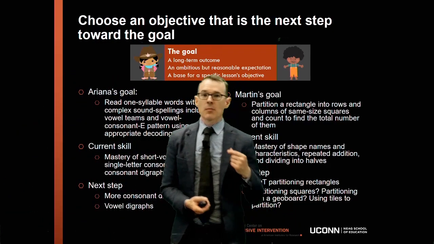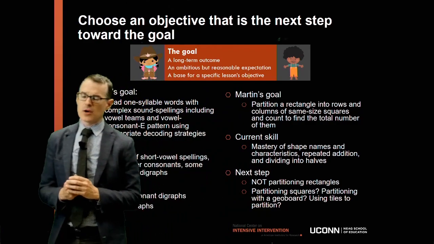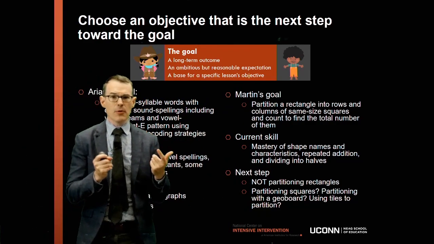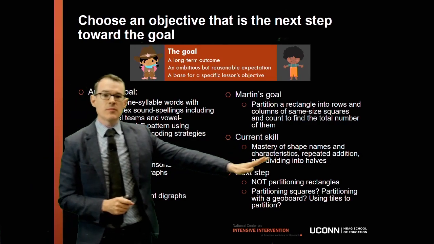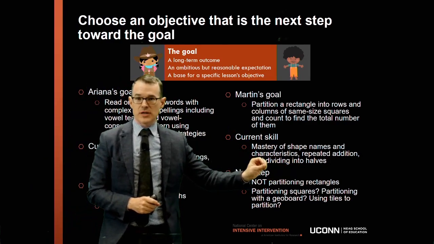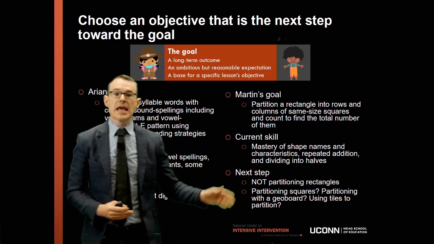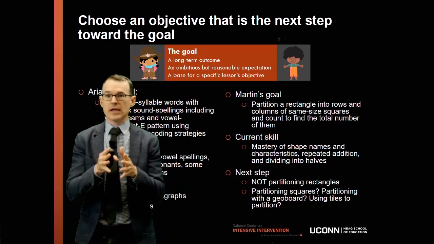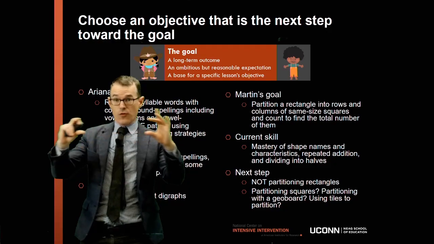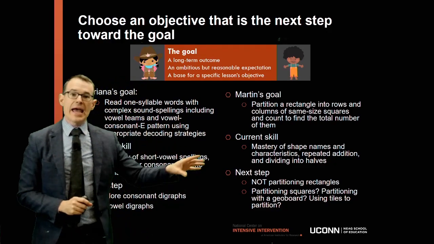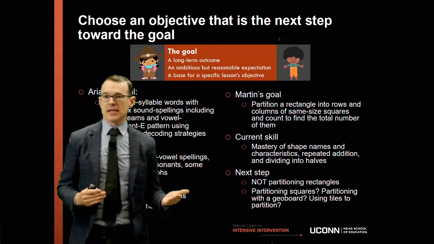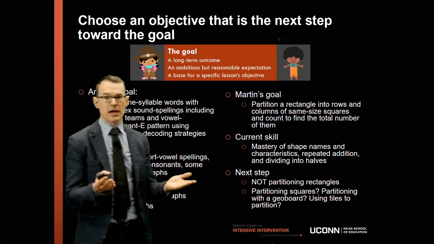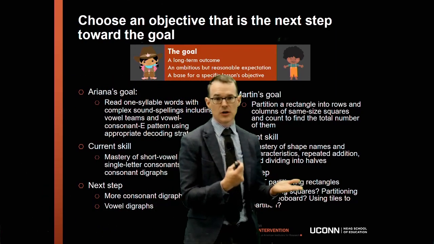Looking at Martin, Martin's goal is to do this partitioning, which is appropriate for him, but it is a little complex. He can currently name shapes and the characteristics of them, so he knows about rectangles. He knows how to do repeated addition, which is what he's going to need to do if he's going to look at, let's say, the rows, and he says 4 in this column and 4 in this column. And he can divide things into halves. He's shown that he can do that with fractions, and in earlier geometry lessons involving folding and so on.